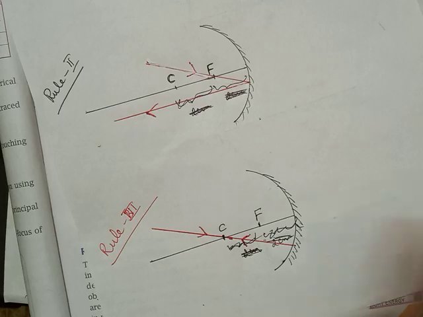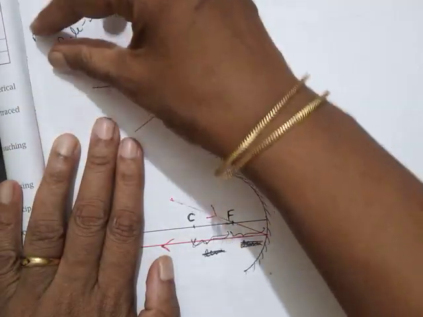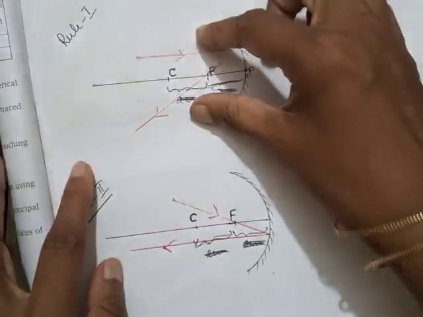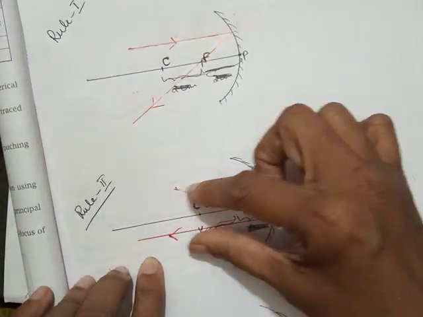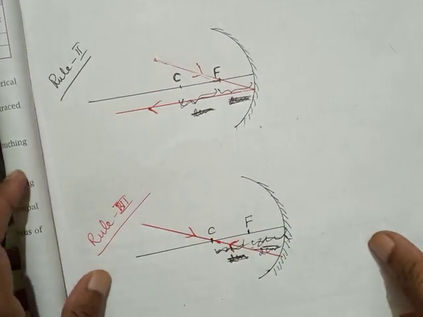Is it clear? So are you clear with all the 3 rules? Okay. So in your notebook, rule 1, you will write the statement and then the diagram. Rule 2, statement, diagram. Rule 3, statement, diagram. Hope you have understood what I am trying to say.